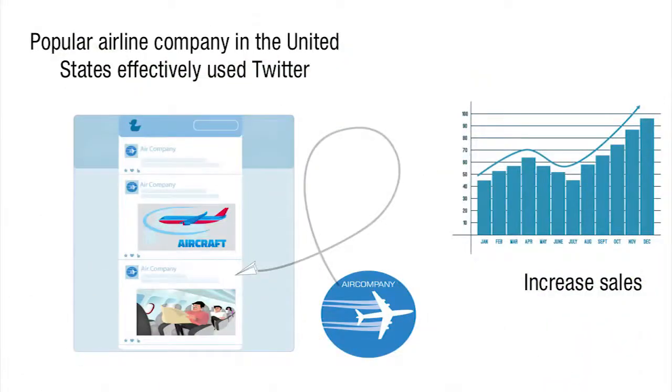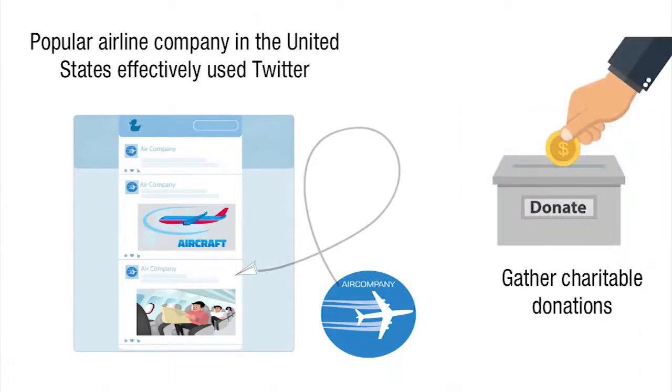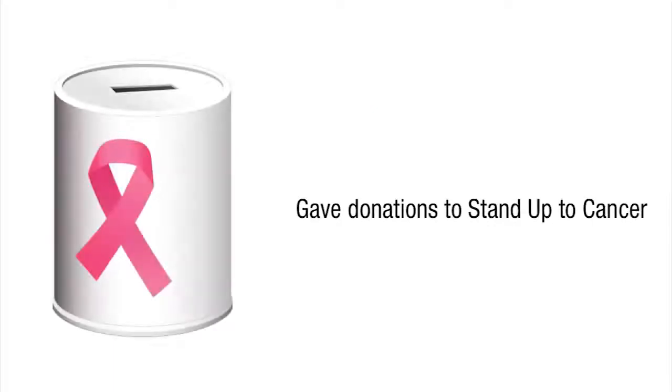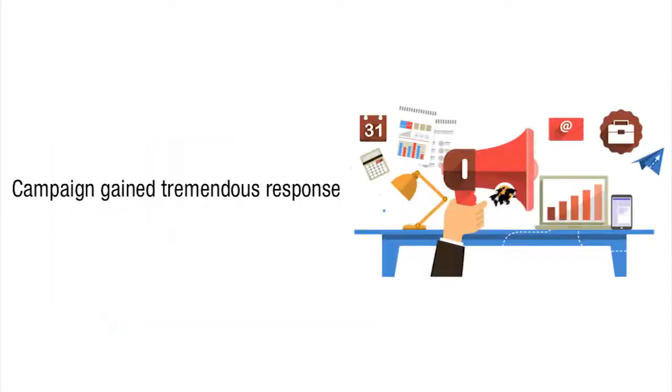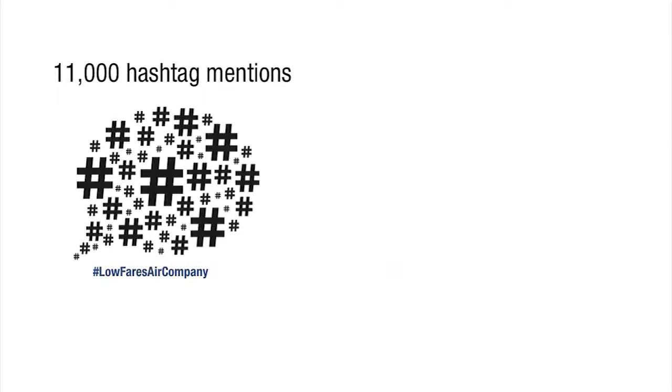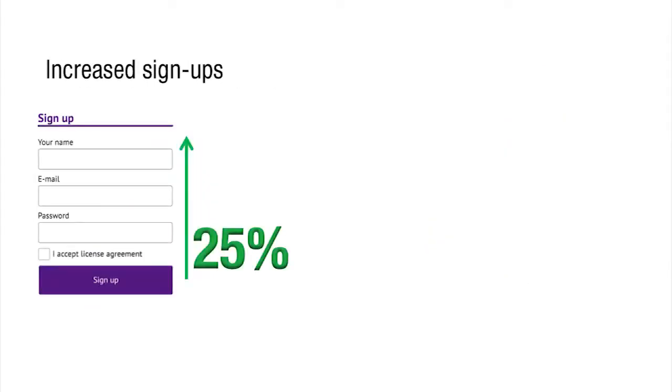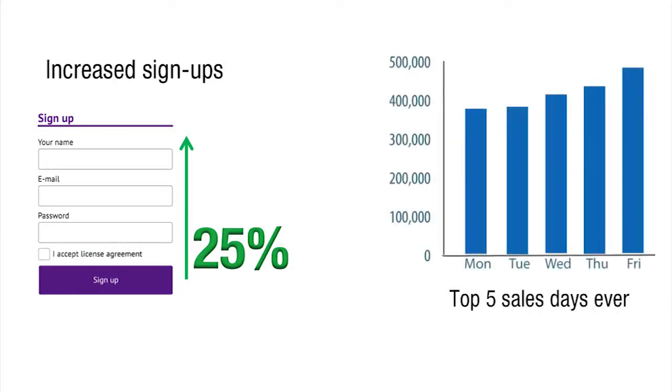A popular airline company in the United States effectively used Twitter to increase sales as well as gather charitable donations. The company used promoted trends and promoted tweets to announce low fares and gave donations to Stand Up to Cancer. The campaign gained tremendous response as the company received 11,000 hashtag mentions. During the campaign, the company gathered $50,000 in charitable donations, increased signups by 25%, and had the top 5 sales days in the history of the company.